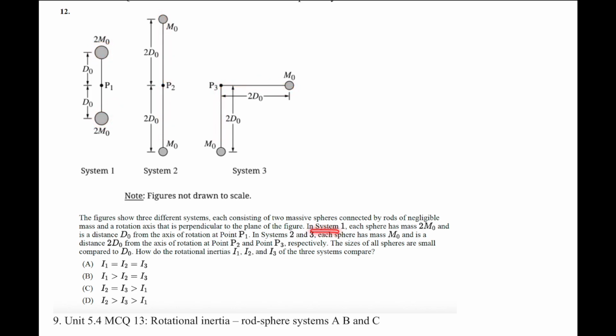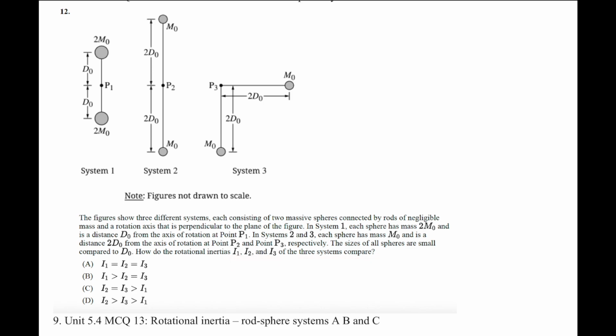In system 1, each sphere has a mass of 2m0 and is a distance d0 from the axis of rotation. So this is our axis of rotation and there are two spheres here. In system 2 and 3, each sphere has a mass of m0 and is a distance 2d0 from the axis of rotation. Okay. The sizes of all spheres are small compared to d0. How do the rotational inertias I1, I2, I3 of the three systems compare?